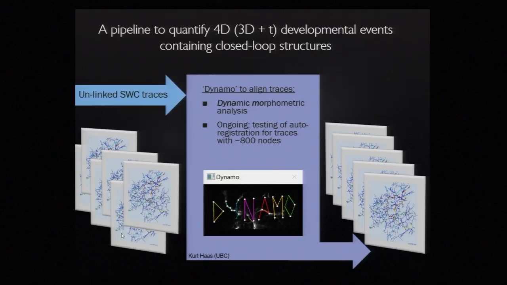So how do you link all of these nodes? With my neurons, specifically, there's about 800 to 1200 nodes, and all those nodes are connected by segments. So with Dynamo, Dynamo is a program that came out, a MATLAB version, about 10 years ago, I think, but new efforts have been going into converting their MATLAB version into a Python open source version, and I'm currently working with a student in Kurt Haas's lab at UBC to get the specific feature of Dynamo, although it does tracing as well, their auto-registration, so the ability to follow these nodes and track the development of these morphologies through time.